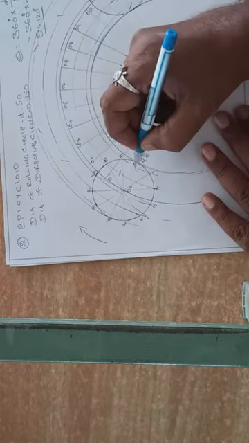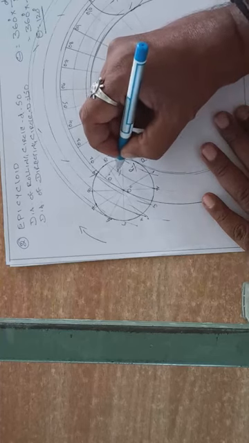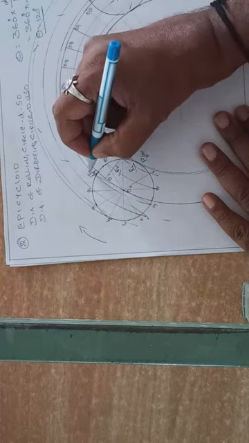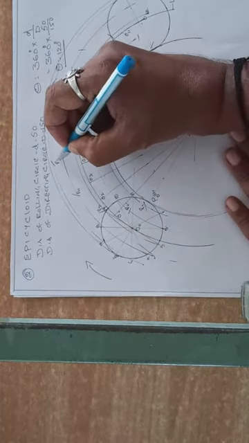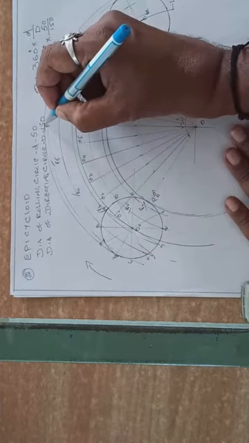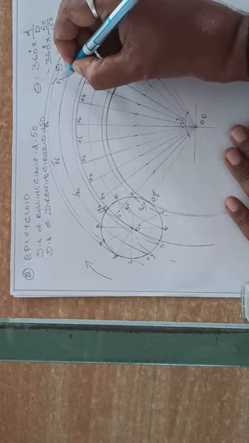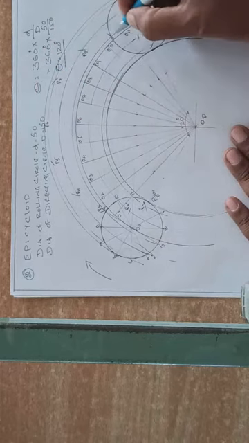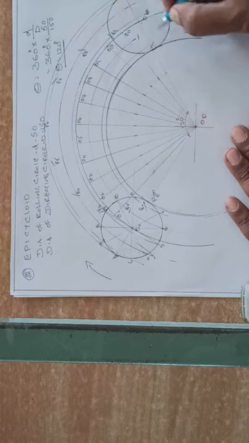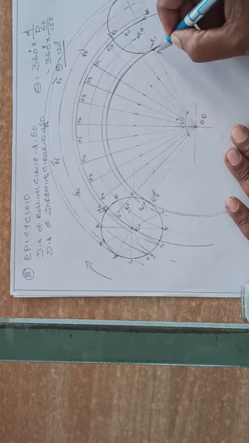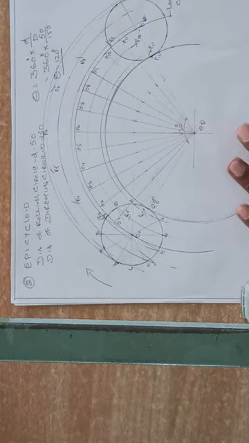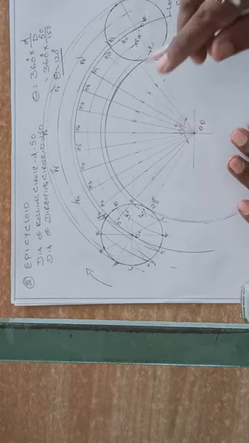So now you are getting the points. Here you can mark P1, P2, P3, P4, P5, P6, P7, P8, P9, P10, P11 and finally P12.